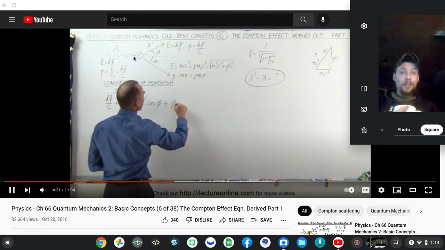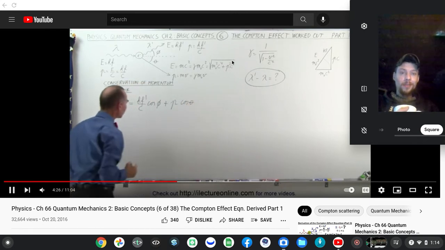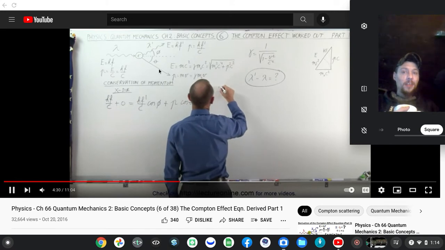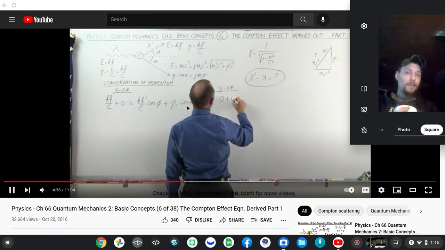P is the momentum of the electron times the cosine of theta star. In the y direction, we should end up with a similar equation. Notice that there's no momentum before the collision, so it would be 0 plus 0 equals.